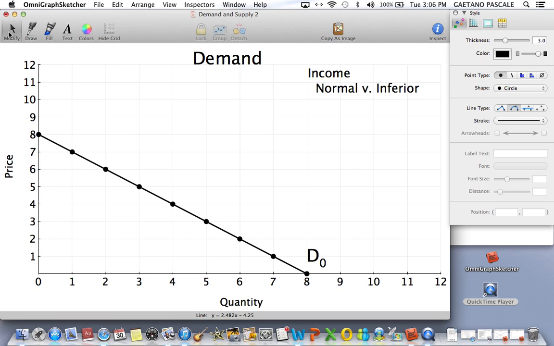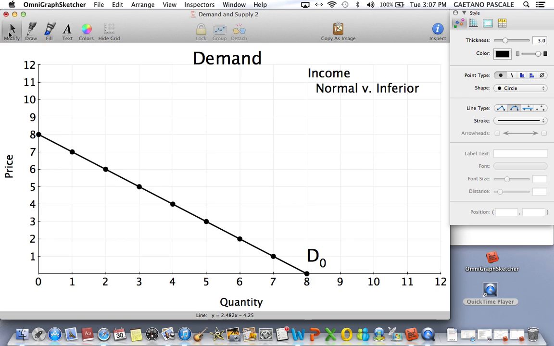So income and demand are inversely related for an inferior good. An example would be if income goes down, demand actually goes up. There are certain items that as people's incomes go down, they purchase more of particular items. Let me give you an example of each one.